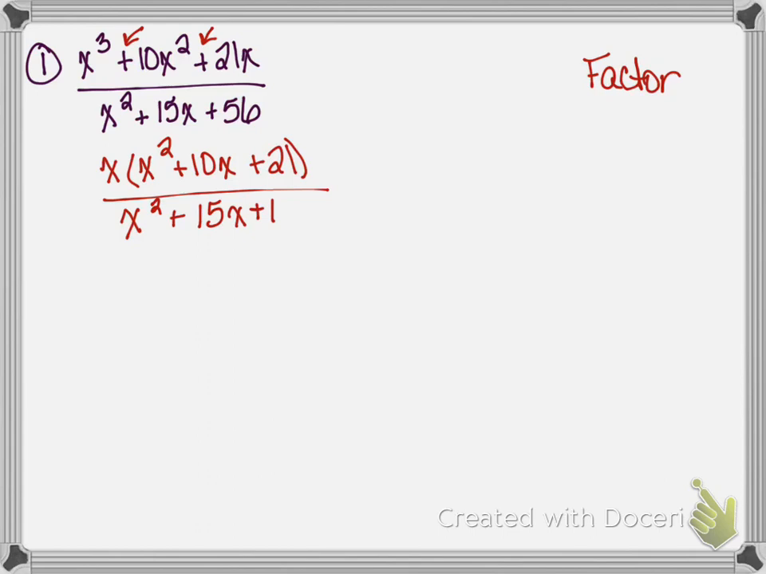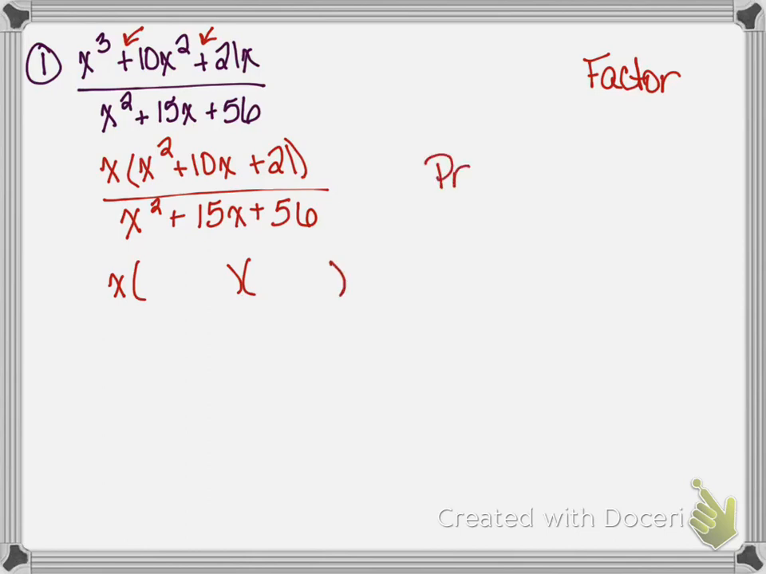Now I'm just going ahead and rewriting the bottom. The bottom can be factored, but it doesn't have a GCF for us to take out. So I'm back on the top. I have x squared plus 10x plus 21.